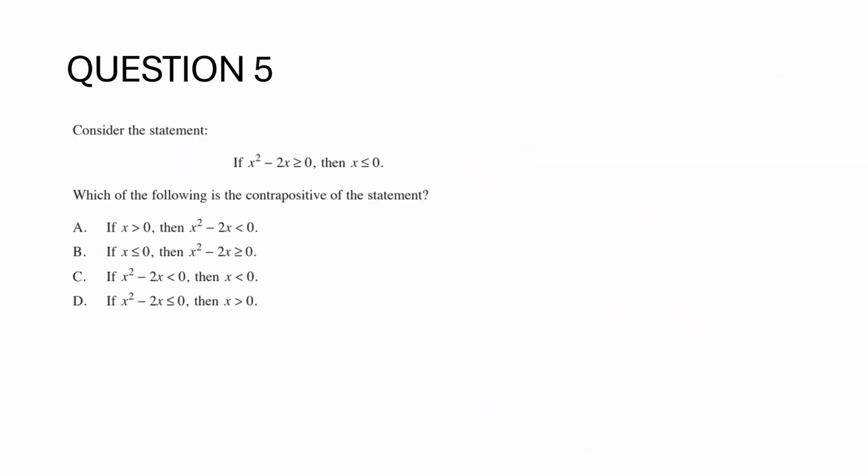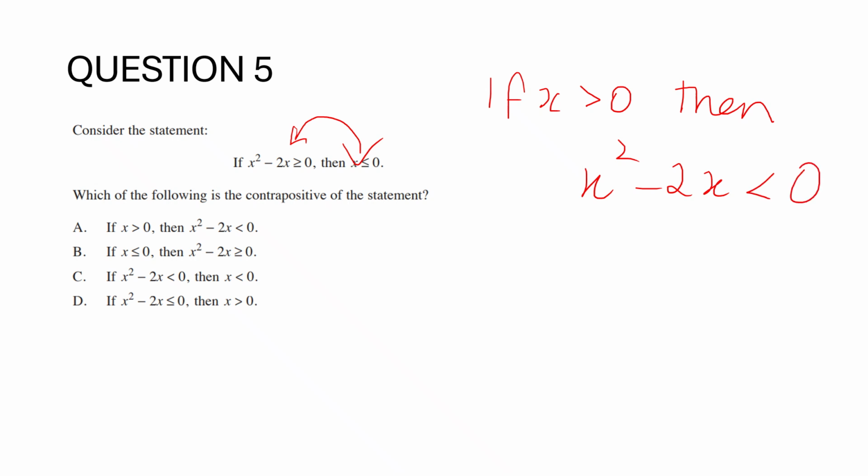Question 5. Consider the statement, if x squared minus 2x is greater than or equal to 0, then x is less than or equal to 0. Which of the following is the contrapositive of the statement? So remember, we're going to switch these around and negate them. So if x is greater than 0, then x squared minus 2x must be less than 0. Which one is that? That is A, isn't it?